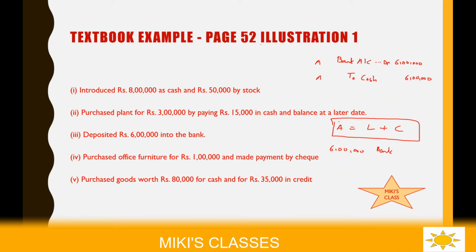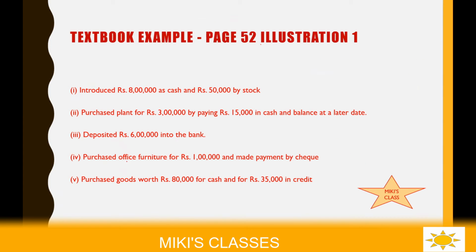So we have to check only the asset side this time. The bank balance has gone up by 6 lakhs and the cash balance has gone down by 6 lakhs. So on this left hand side, plus minus, there's a movement of 0 and nothing happens to liabilities and capital. So again, this equation balances.